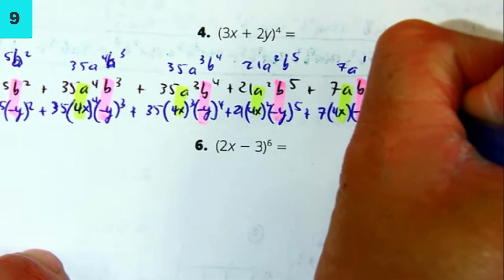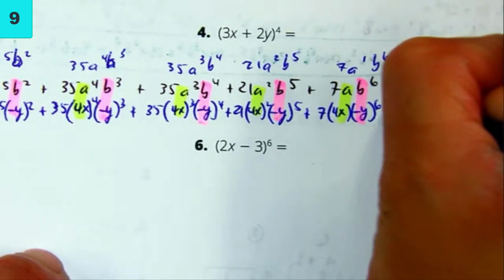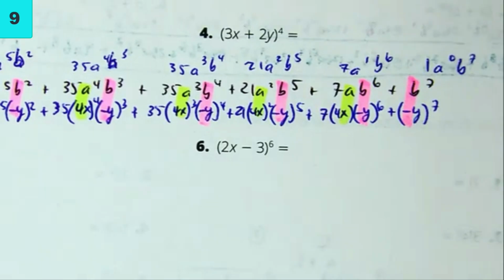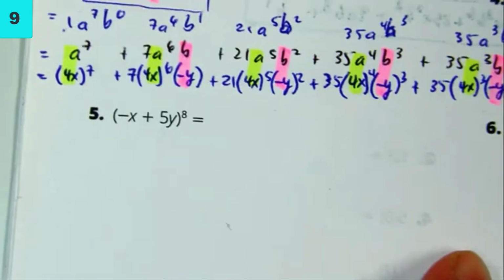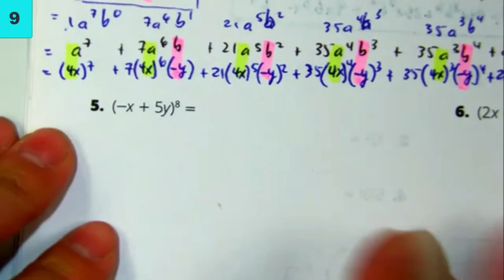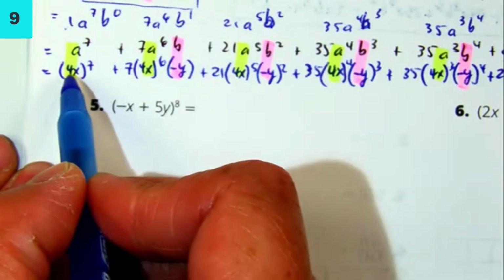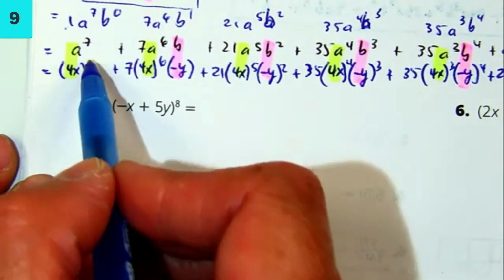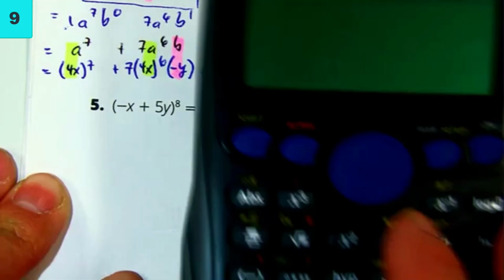Alright, now have your calculator out. Now we're going to use our calculator to simplify these. Now in the calculator, I'm not going to put in 4x, I'm just going to get 4 to the 7th power. Class, is 4 to the 7th power 28? No, it's a very big number.